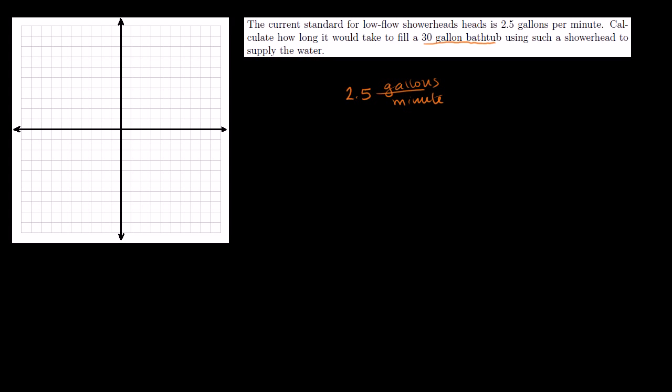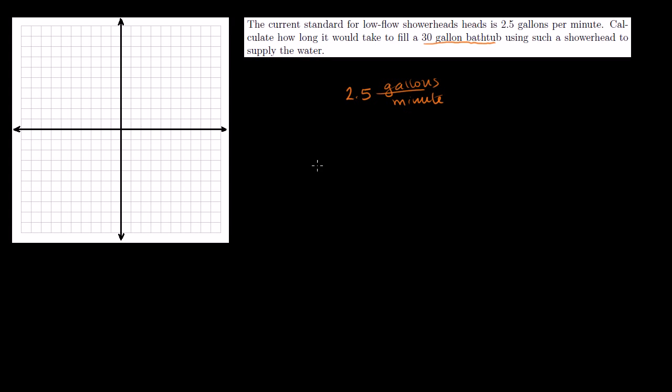So what we can do is we can set up a direct variation model, which sounds very fancy, but it just says, OK, let's set up a little equation that describes how many gallons we would have filled, or how many gallons we would have used after a certain number of minutes.